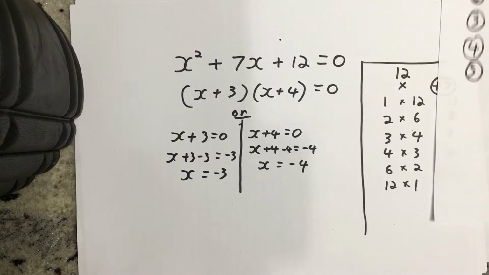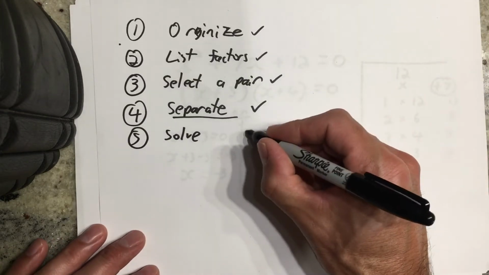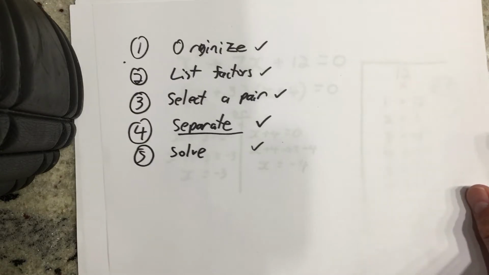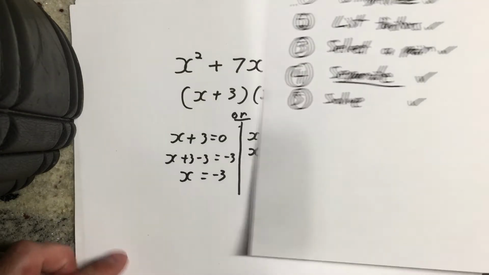I'm going to run through these steps again with one more example. I'll do it a little faster this time, but just to recap that these steps are going to work for anything that's factorable.